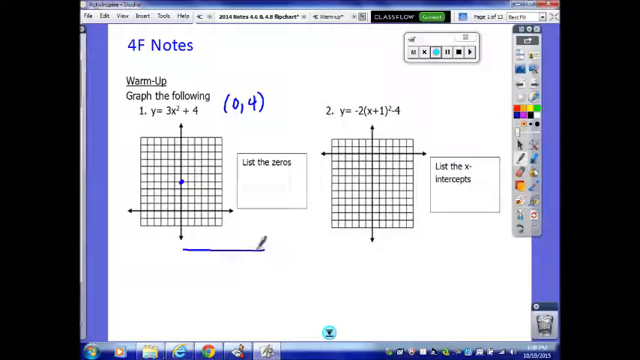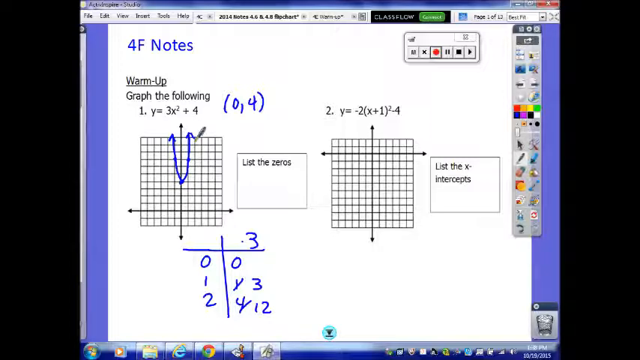And we have a factor of 3. So 0, 1, 2, 0, 1, 4 times 3. So it becomes 3, 12. So let's go right 1 up 3 and left 1 up 3, reflected. Alright, my next point won't fit. So here's my parabola. Alright, list the zeros.